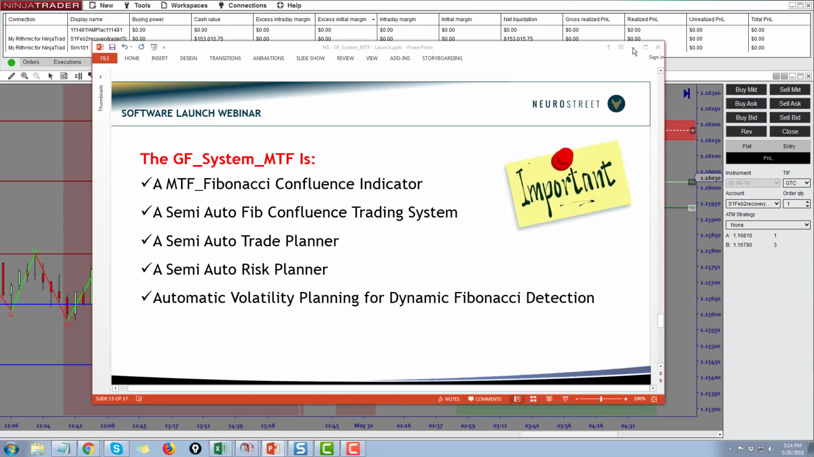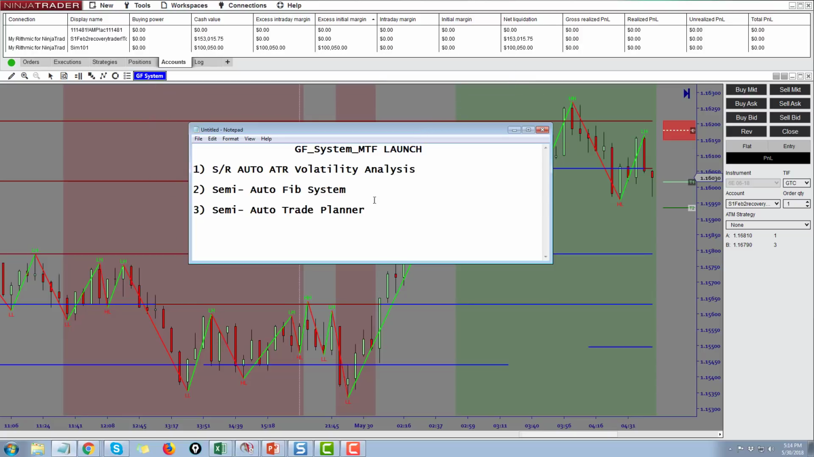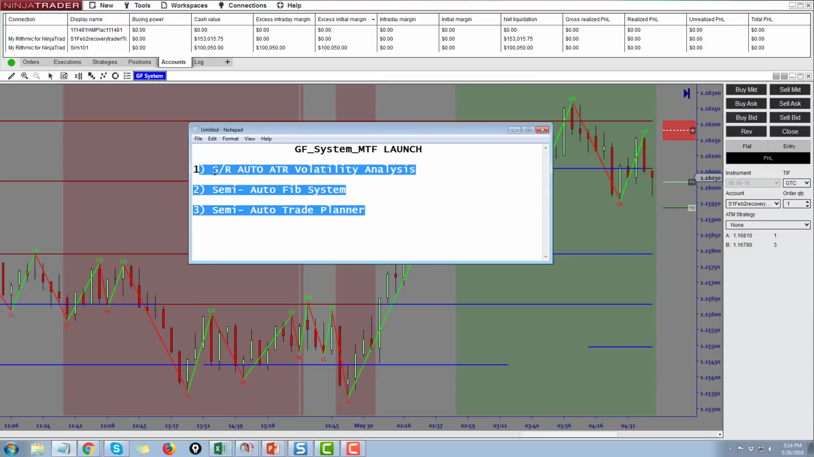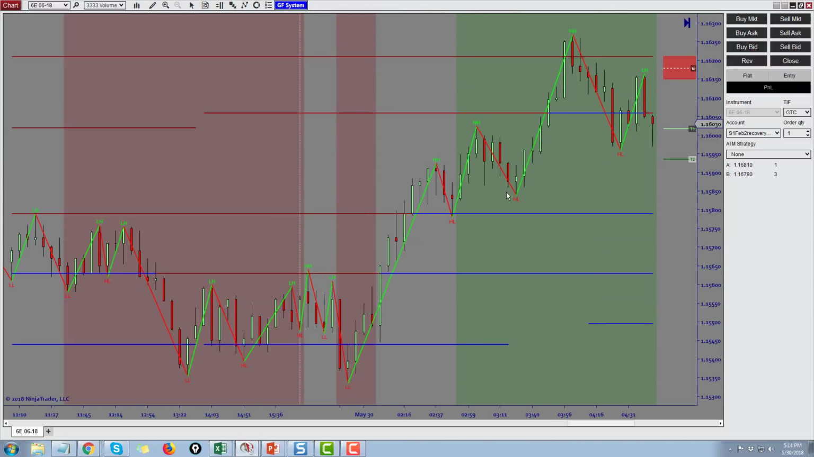So let me just minimize this for a second. I'm going to cover 3 topics right now. We're going to look at support and resistance, ATR volatility assessment. We're going to look at the auto fib system component, and we're also going to look at the trade planning and risk planning component.